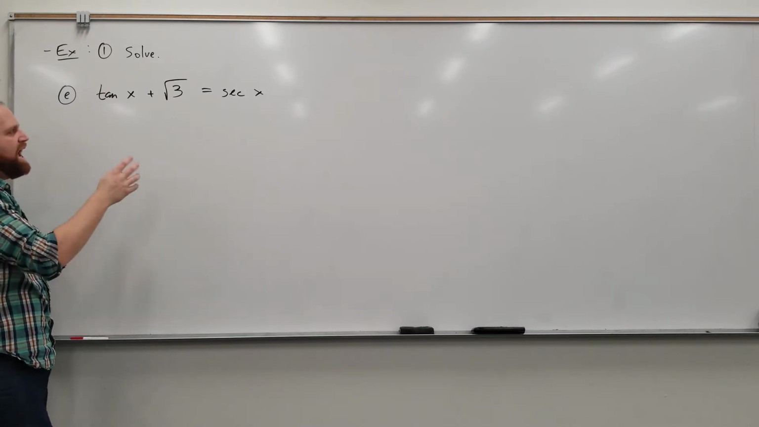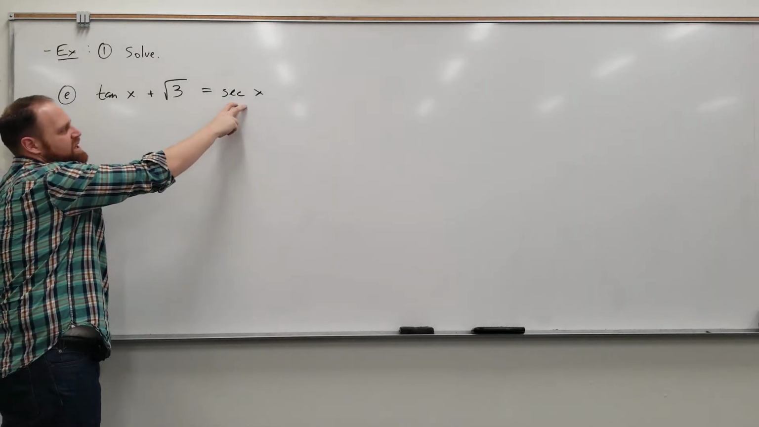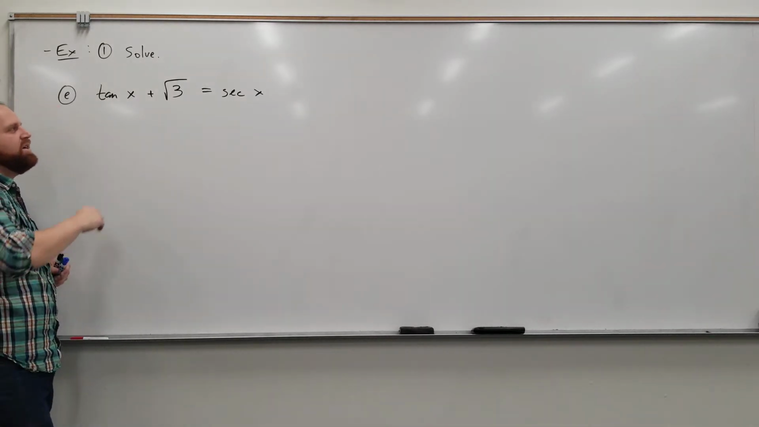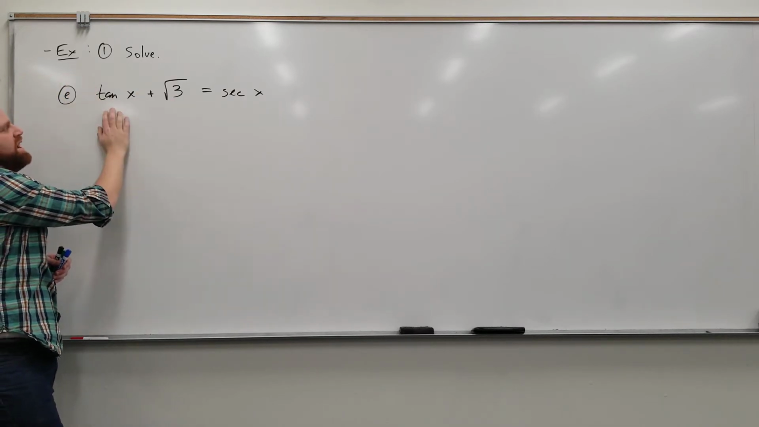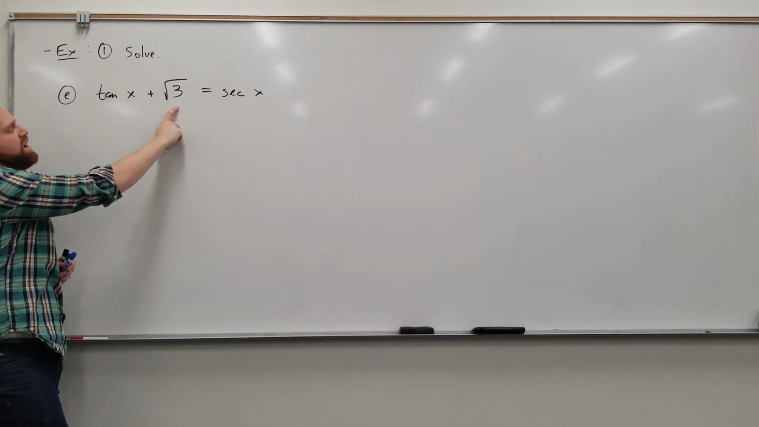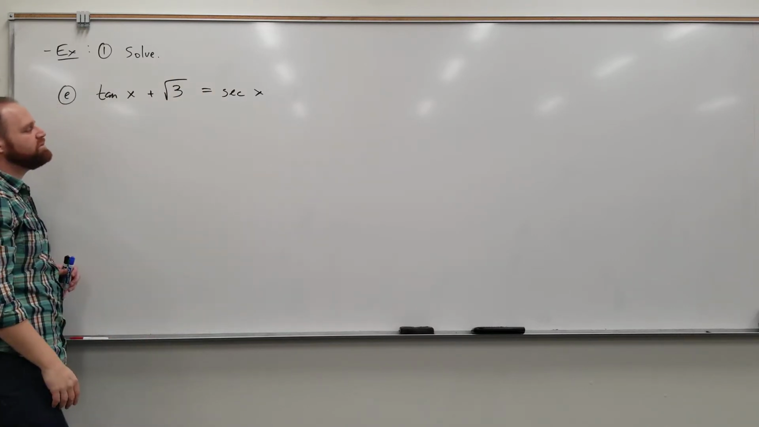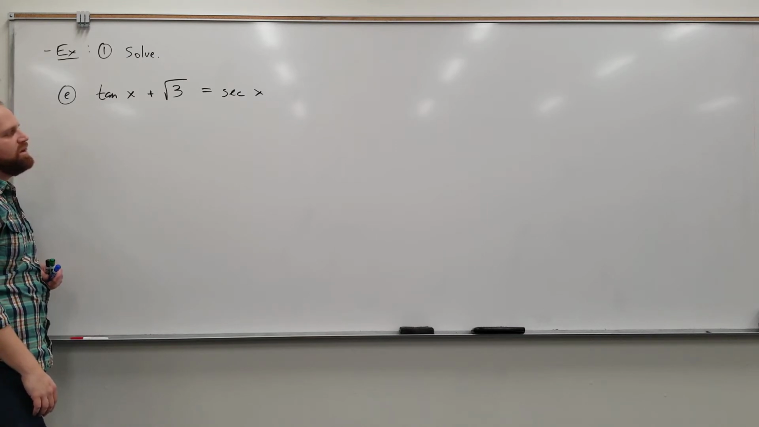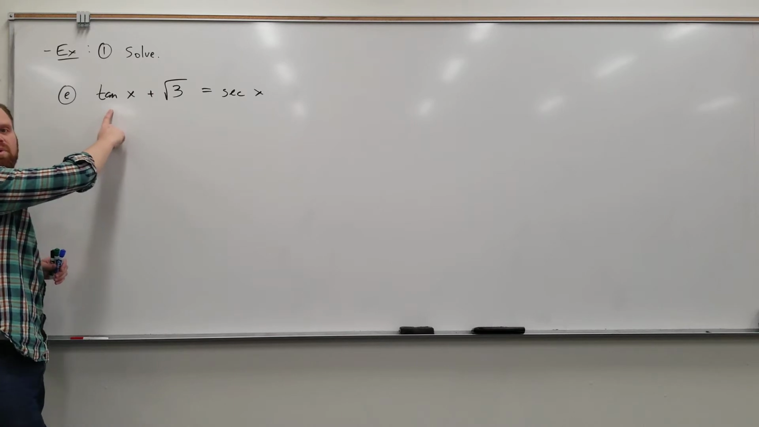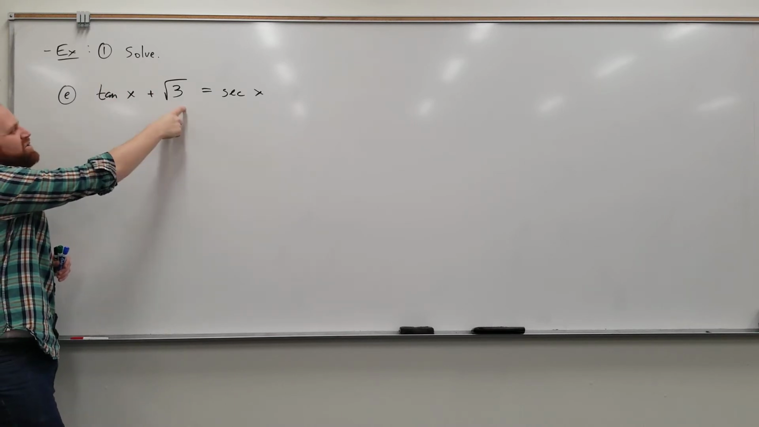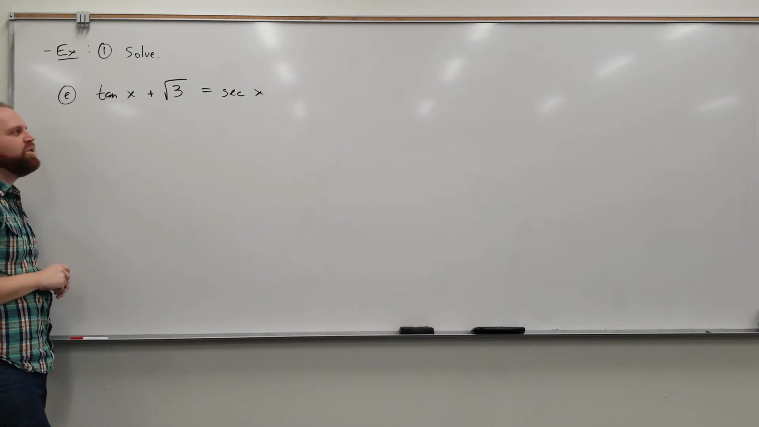I am thinking, tangent is sine over cosine, and secant is 1 over cosine. If I multiply through by cosine, then I'm going to get sine x plus root 3 cosine x equals 1. That's kind of nice, but then I still have to grapple with the fact that I've got a sine x and a cosine x. I may be opening up a can of worms for myself.